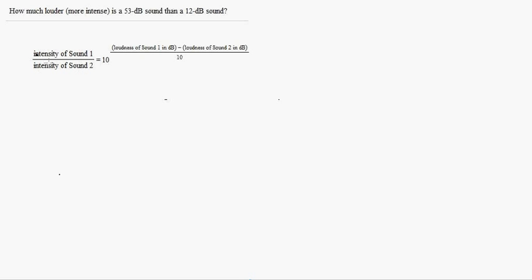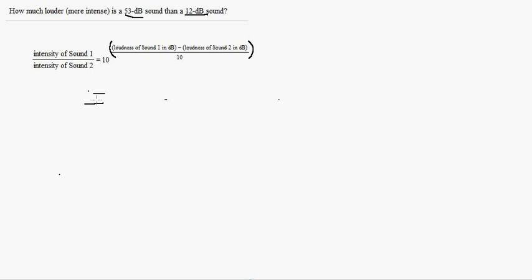So here's the intensity of sound 1 over the intensity of sound 2, so we're taking the ratio of that, equals 10 to the power of all this: loudness of sound 1 minus loudness of sound 2, divided by 10. So you just use this formula and put in sound 1 and sound 2 and simplify.